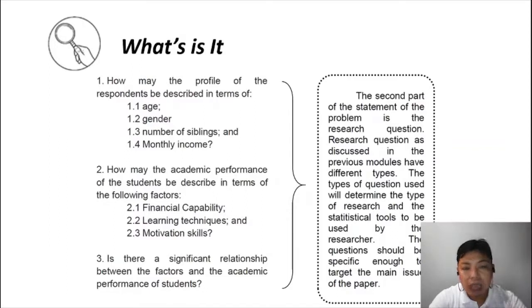So let us analyze that. The second part of the statement of the problem is the research question. So these are your research questions. Research questions, as discussed in the previous modules, have different types. The types of questions used will determine the type of research and the statistical tool to be used by the researcher. The question should be specific enough to target the main issue of the paper.